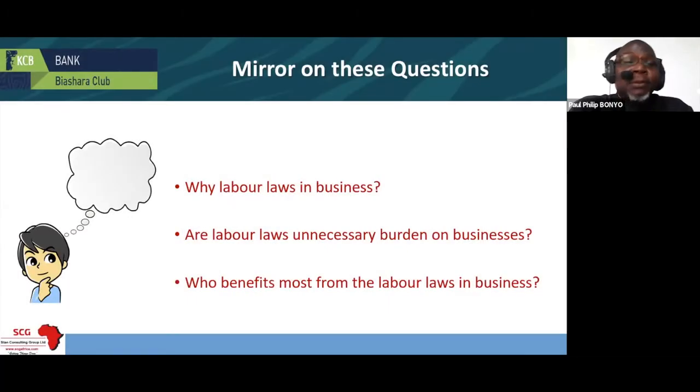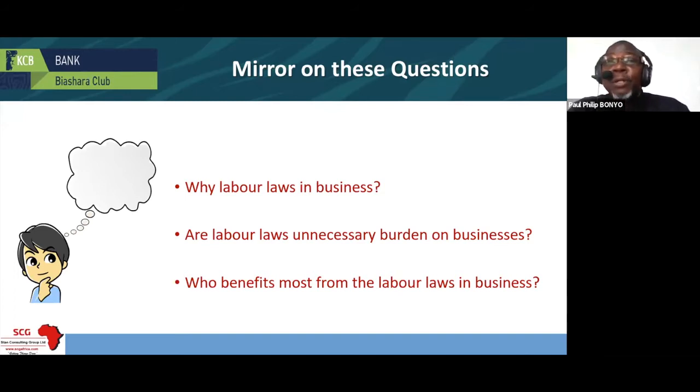Business people interact with others in various capacities. You have employees, you have customers, you have your financials, service providers, etc. Labor laws, therefore, come in handy in your business or entrepreneurship. And that's why the first item that we need to look at is why labor laws.